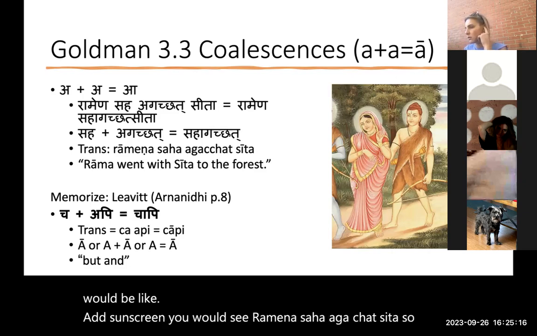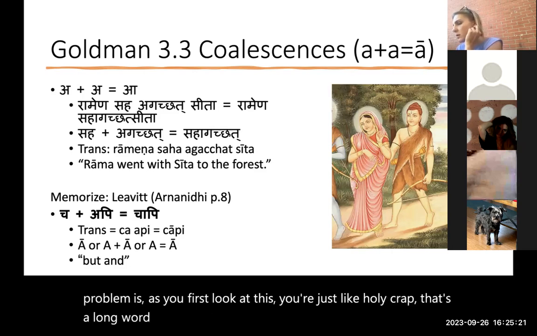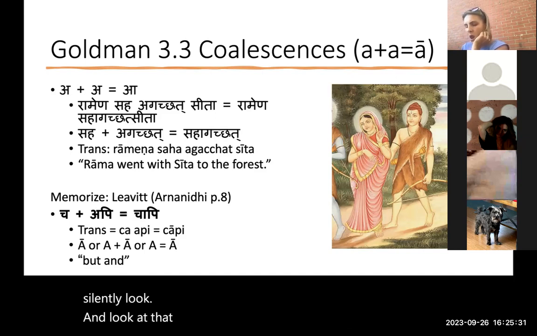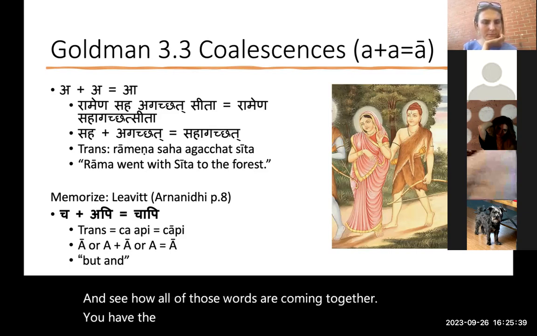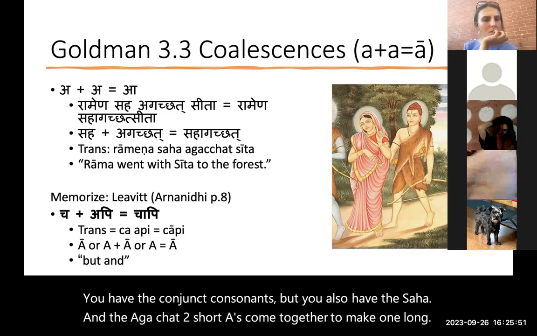So the problem is, as you first look at this, you're just like, holy crap, that's a long word. But it's actually 3 words. So I want all of you to silently look at that sahagachat sita and see how all of those words are coming together. You have the conjunct consonants, but you also have the saha and the agachat, 2 short A's, come together to make one long ah.